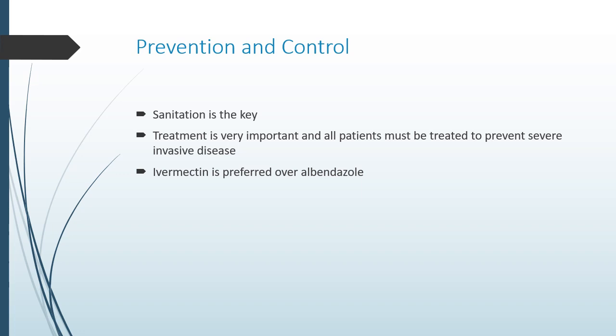Prevention and control: it is an intestinal nematode, so proper disposal of feces and avoidance of walking barefoot on contaminated soil is the key. But treatment is very important. All patients must be treated. Even asymptomatic infection and infection with mild symptoms should be treated, because it may have the capacity to produce severe disease. And ivermectin is preferred over artemisinin to treat this.